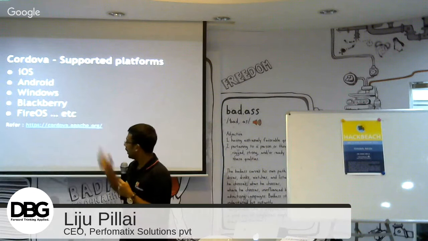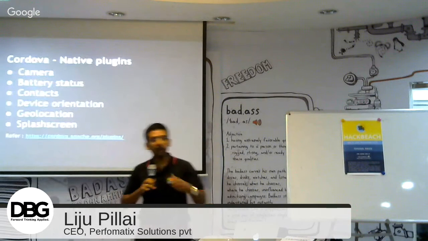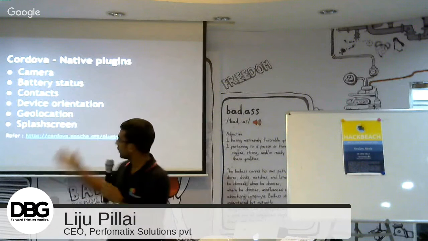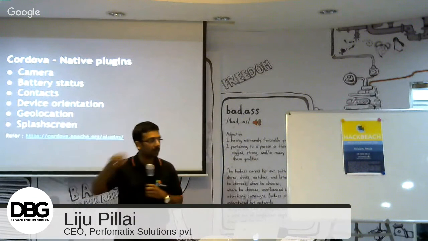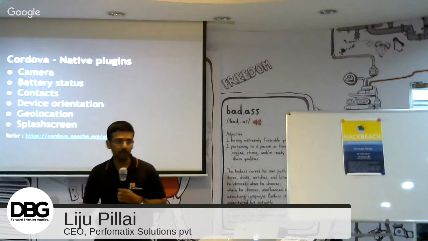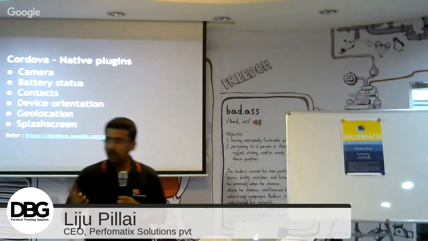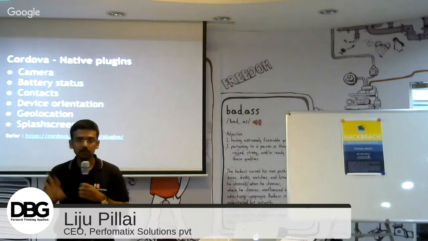Now, Cordova gives you default plugins, which comes packaged, which is camera, battery status, whatever you need. Basic things are there, and it is an open community, so it's an open source thing. So you can create your own plugins as well. So this is sort of a confusing area.